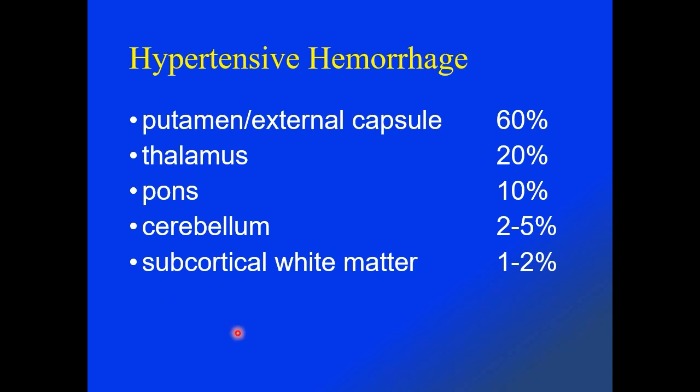In the setting of hypertensive hemorrhage, the most common location is the basal ganglia, typically globus pallidus and putamen. Thalamus is the next most common in the supratentorial brain. And within the infratentorial brain, pontine hemorrhage is common, with less common locations in cerebellar hemispheres and then subcortical white matter.